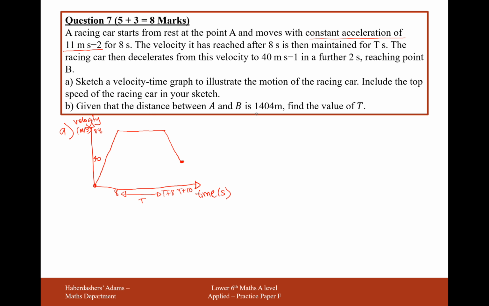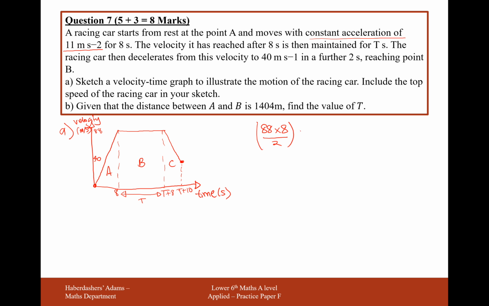Part B, given that the distance from A to B is 1404, find the value of t. Right, okay, so in that case, the distance travelled is going to equal the area under this graph. What I'm going to do here is split my graph up into 3 sections: Section A, Section B, and Section C. Looking at the dimensions on the time axis and the dimensions on the velocity axis, this area will equal 1404. So triangle A is going to be 88 times 8, base times height, divided by 2.